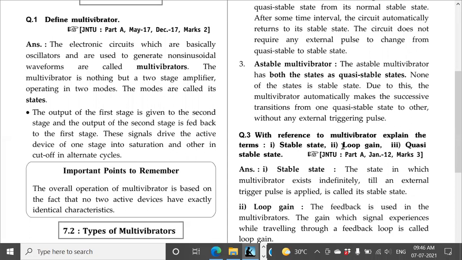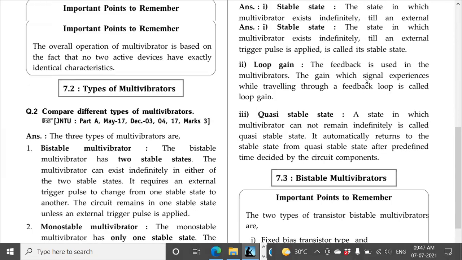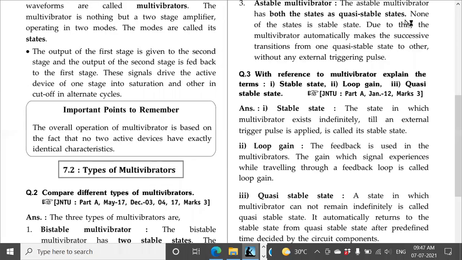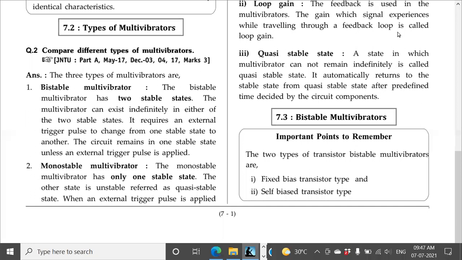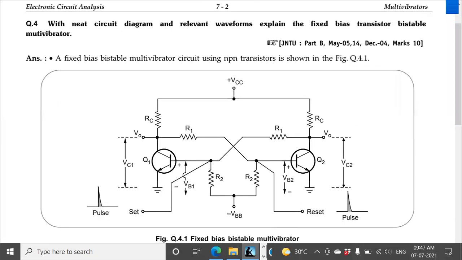Simply, the square waveform has high and low, isn't it? The duration for which it is high or the duration for which it is low depends on the values of resistors and capacitors. Okay, right? Like in the case of monostable, it depends on the values of resistors and capacitors. Okay, fine. Now let us go and discuss the bistable multivibrator.